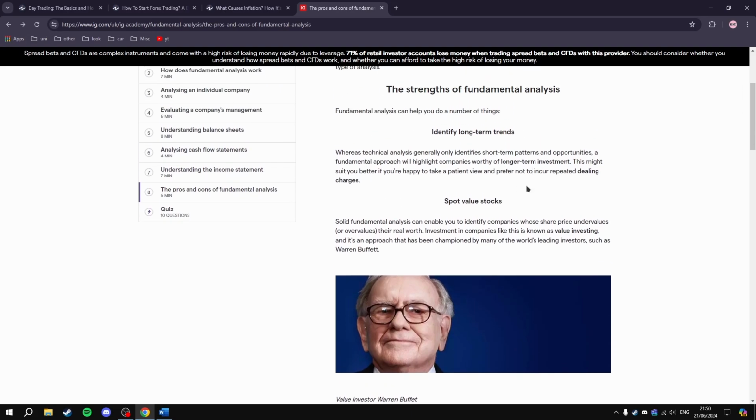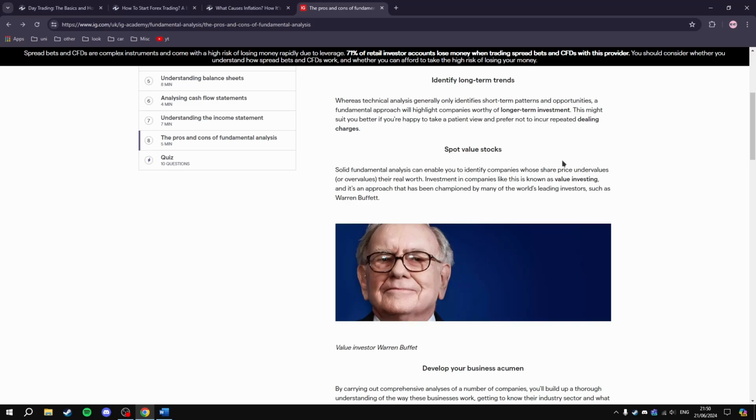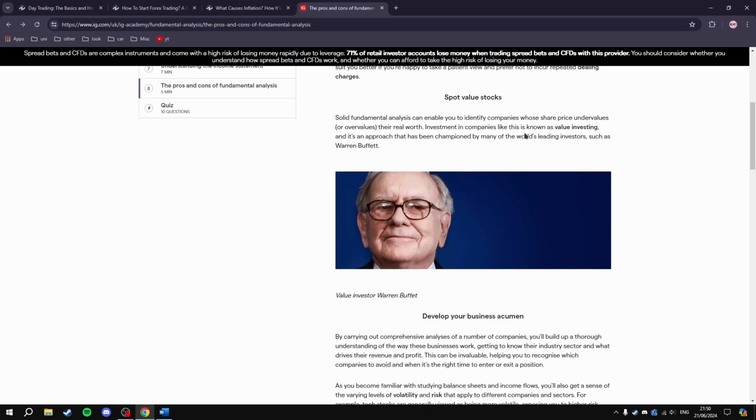Fundamental analysis can also help you spot value stocks. Solid fundamental analysis can enable you to identify companies whose share price undervalues or overvalues their real worth. Investment in companies like this is known as value investing.